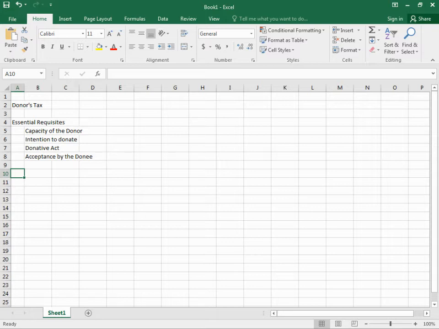Okay? So, what about the formal requisites? Ano ba yung mga kailangan natin when it comes to donation? So, when the property donated is a real property, okay, it must be in a public instrument.